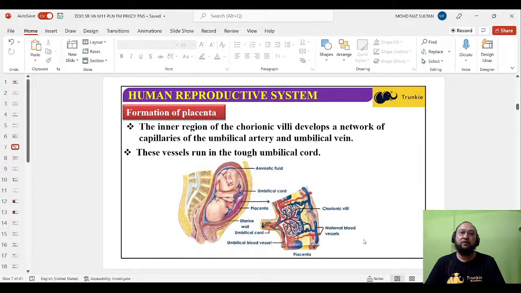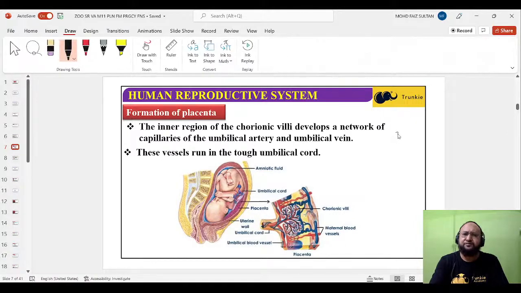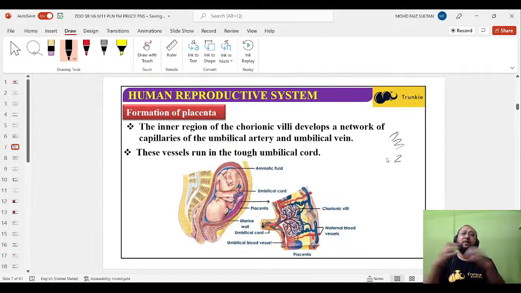The inner region of the chorionic villi develops a network of capillaries of the umbilical artery and umbilical vein. So try to understand: there are finger-like projections, and these form a network of capillaries of the umbilical artery and umbilical veins. Here you can see the chorionic villi, the maternal blood vessels, the fetus, the uterine wall and the umbilical cord. These structures form the network of the umbilical artery and umbilical vein, the umbilical blood vessels, connecting to the fetus.